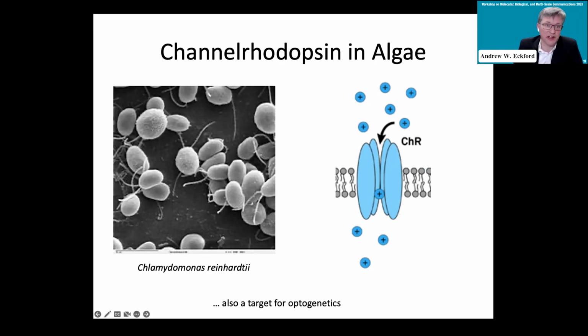I'd also like to point out Channelrhodopsin is very interesting, not only as a model organism, but also as a target for a technique called optogenetics. It's been used over the last 10 years as a mechanism for control of individual neurons. And that's an entirely separate topic, but very, very interesting to read about. I don't have time to talk any more about it today, but it's quite interesting.